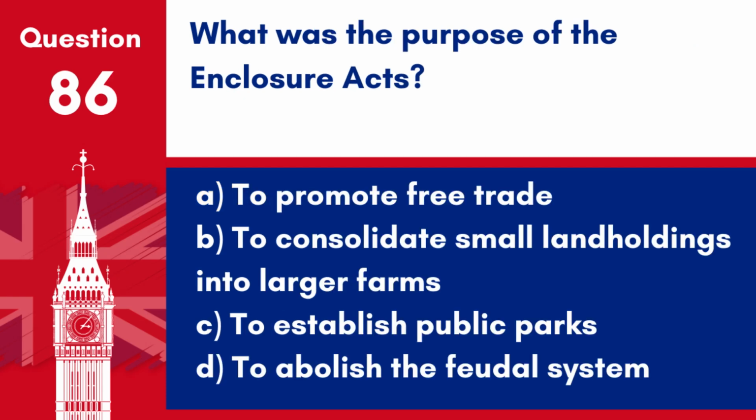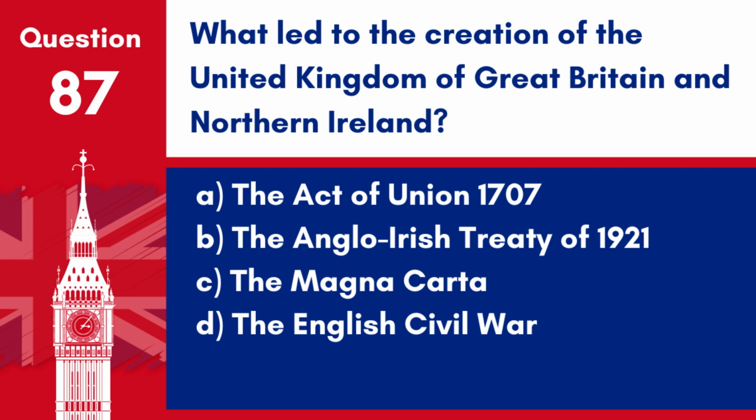Question 86. What was the purpose of the Enclosure Acts? A. To promote free trade. B. To consolidate small landholdings into larger farms. C. To establish public parks. D. To abolish the feudal system. Answer: B. To consolidate small landholdings into larger farms. The Enclosure Acts allowed for the consolidation of small landholdings into larger farms, dramatically changing the agricultural landscape and social structure.